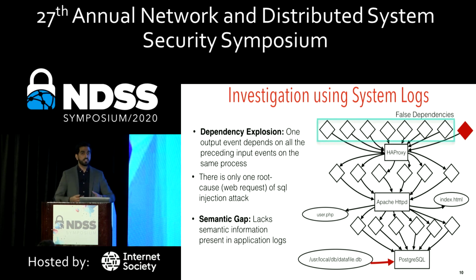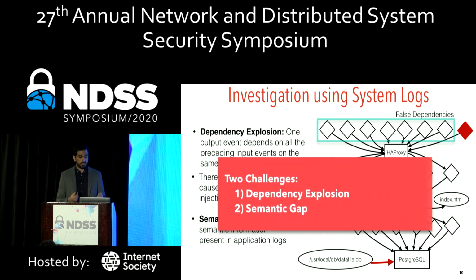This problem is based on an assumption that an output event depends on all the preceding events that happened before. Even though we know that there is only one request that led to the SQL injection, you cannot find out from this provenance graph because of these false dependencies. Moreover, this provenance graph does not provide you with any application layer events that we saw earlier. So to reiterate, the provenance graph that I showed you before suffers from two challenges. The first one is the dependency explosion problem, and the second one is the semantic gap.